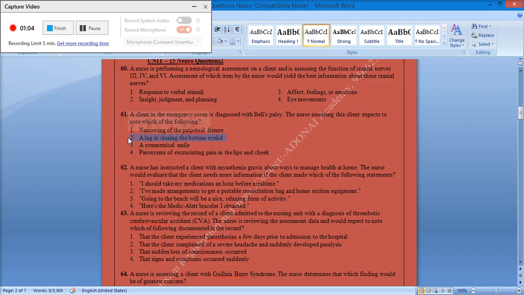62. A nurse has instructed a client with myasthenia gravis about ways to manage health at home. The nurse would evaluate that the client needs more information if the client made which of the following statements? 1. I should take my medication an hour before mealtime. 2. I have made arrangements to get a portable resuscitation bag and home suction equipment. 3. Going to the beach will be a nice relaxing activity. 4. Here's the Medi-Alert bracelet I obtained.